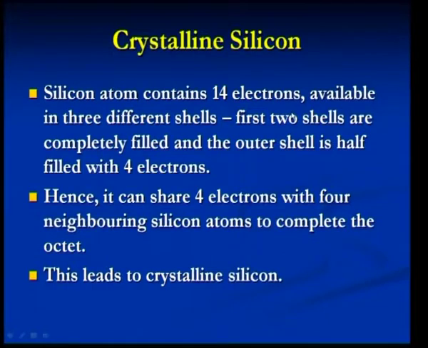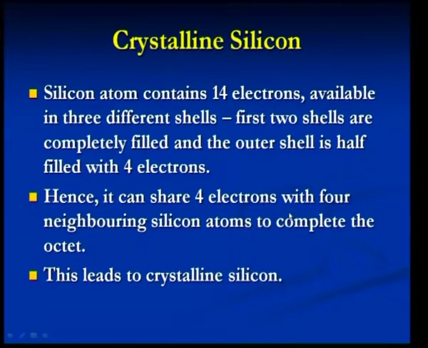A little bit of information about the atomic level of the silicon atom. A silicon atom basically contains 14 electrons that are available in 3 different shells. The first 2 shells are completely filled, whereas the outermost shell, the third shell, is half filled, that is 4 electrons. It can share 4 electrons with 4 neighboring silicon atoms in order to complete its octet.